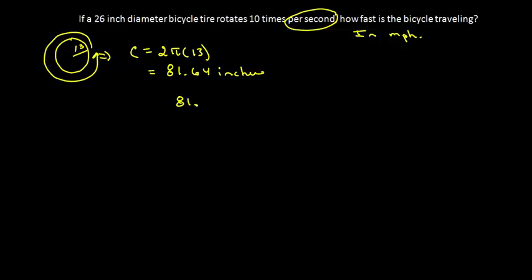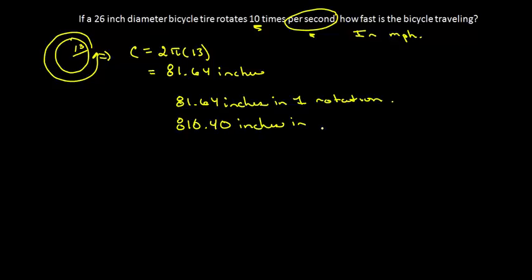So we've got 81.64 inches in one rotation. Okay. But we're rotating 10 times per second. That means we cover a distance of 816.40 inches in 1 second. See, because since we're doing that 10 times, just multiply it by 10.